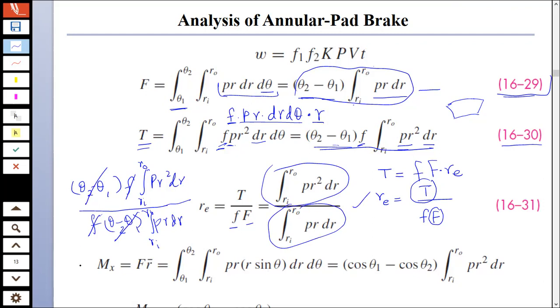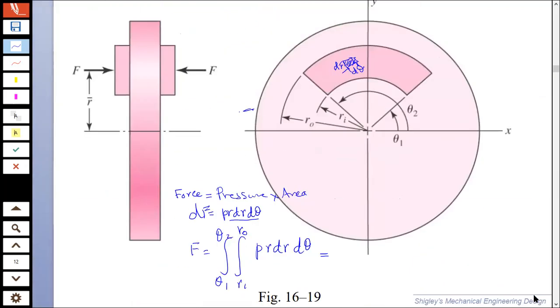Also we know that we have the moment, mx. Let's look at that. What will be the moment? Moment will be F applied multiplied by the perpendicular distance. Here you see this is our r bar, right? The force is applied over here. So what will be the moment? F times r bar. But r bar depends; r bar is the perpendicular distance.